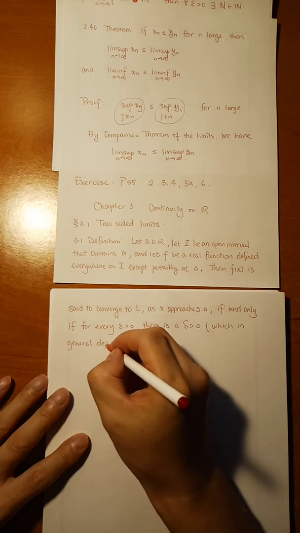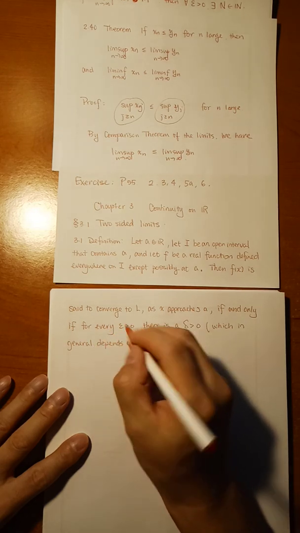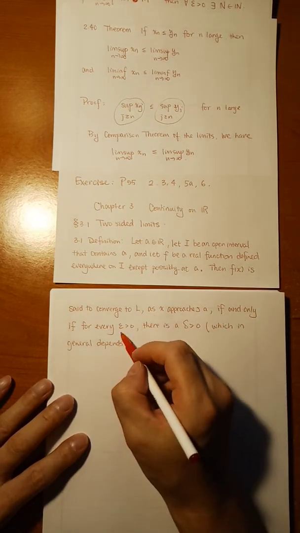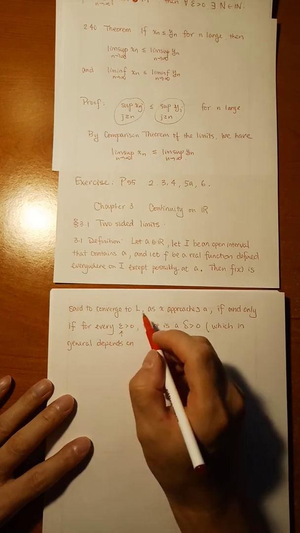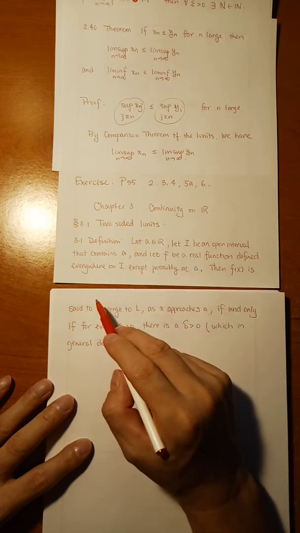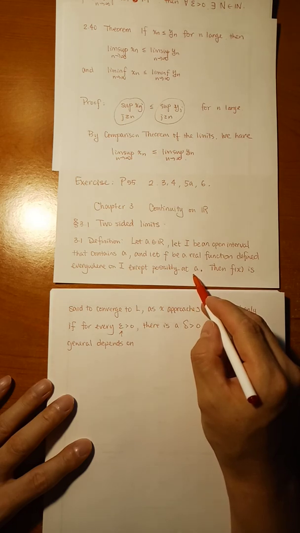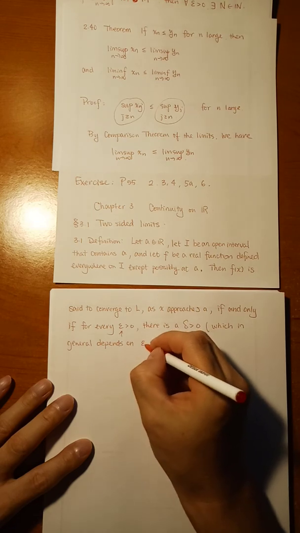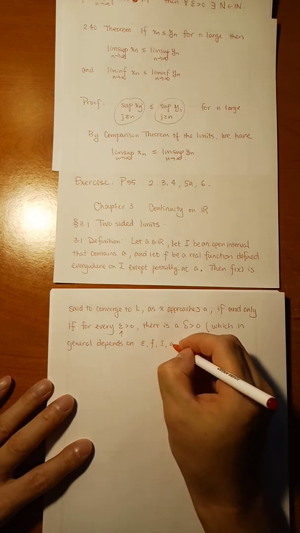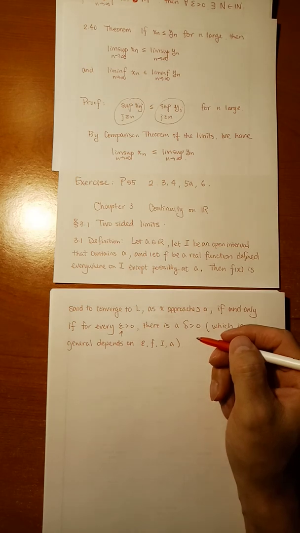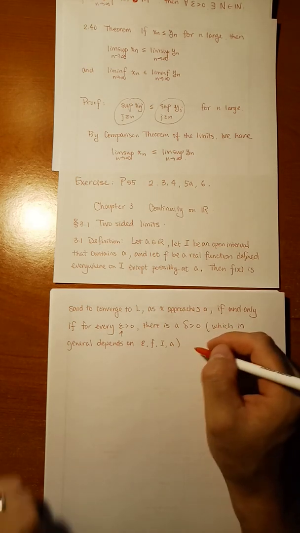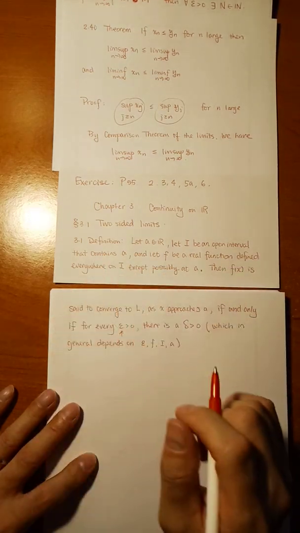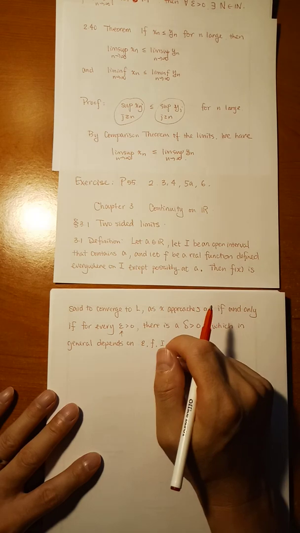depends on all the conditions you have. You see here, before delta you have epsilon. You have this function f. You have a point A. You have an interval I. So it depends on epsilon, f, I, and A. Okay? So in general, it depends on all the information you mentioned at the beginning. When that information is fixed, you can find this delta. Okay?